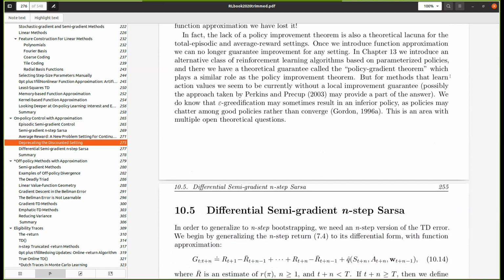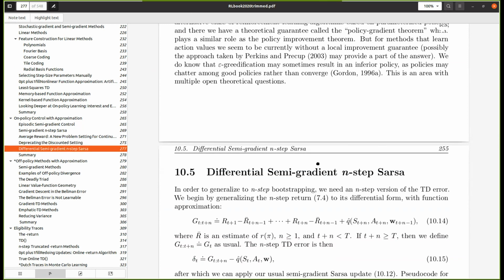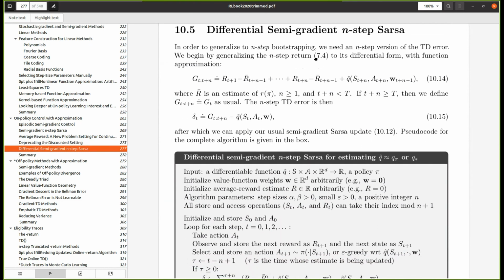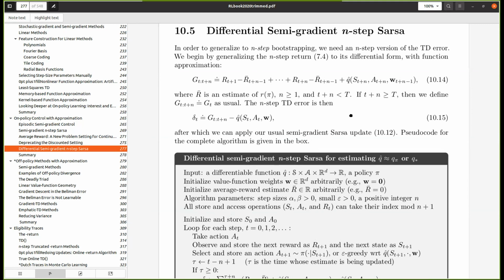Okay, so they state that getting some local improvement guarantees is an open problem for the approximate methods in reinforcement learning still. So that's interesting and something to have in mind probably. Unlike in the tabular case, where we have that kind of local improvement guarantee, and therefore we had this guarantee of always getting the optimal policy given enough experience.